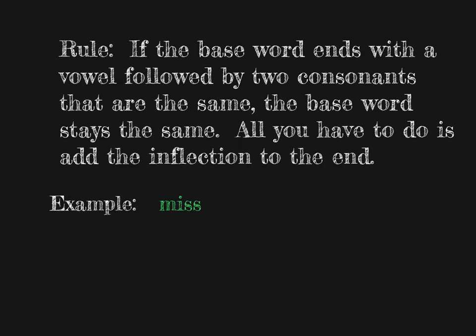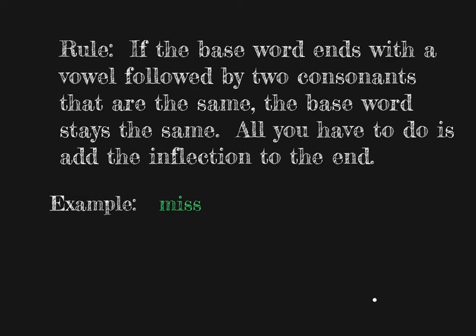Another rule that we learned is if the base word ends with a vowel followed by two consonants that are the same, the base word stays the same. All you have to do is add the inflection to the end. Here's an example. This word is miss. It's a verb, of course. It's something you can do. You can miss a ball if you're in baseball when someone throws it to you.